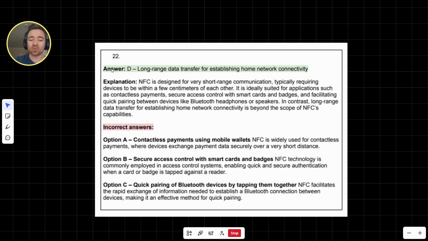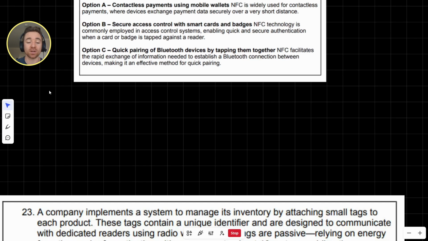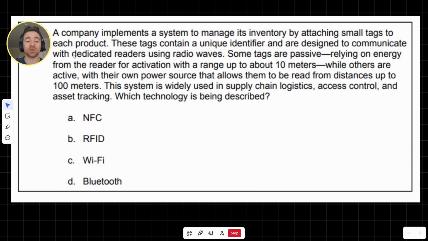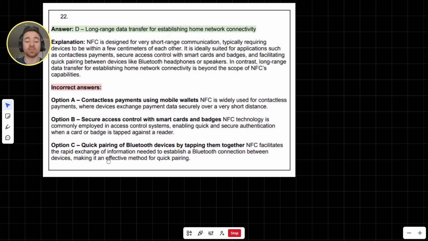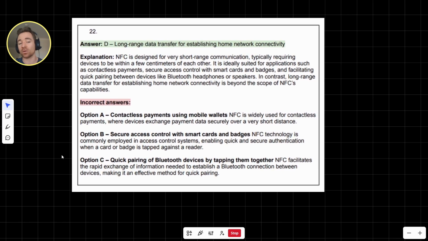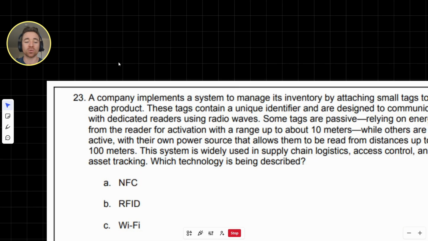It is D, long range data transfer. So NFC, close range, guys. Anything long range, you cannot do with NFC. It is only for close range data transfer. Really important to understand that one. All right, next question is, oh, sorry guys, if you did want to have a better look at that, pause the video, have a read, but I'm going to move on. Can't talk through everything here.